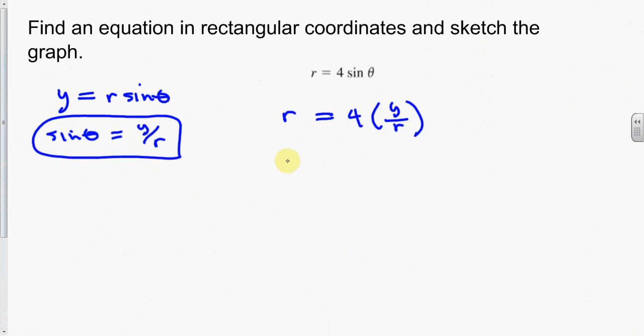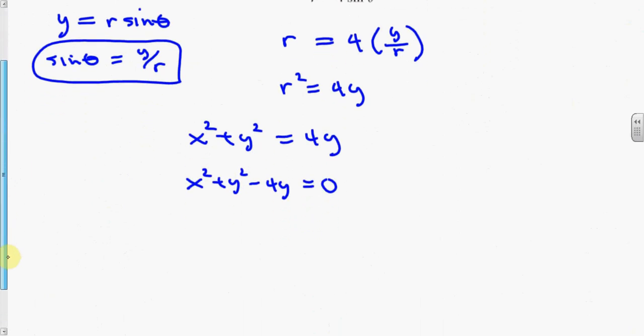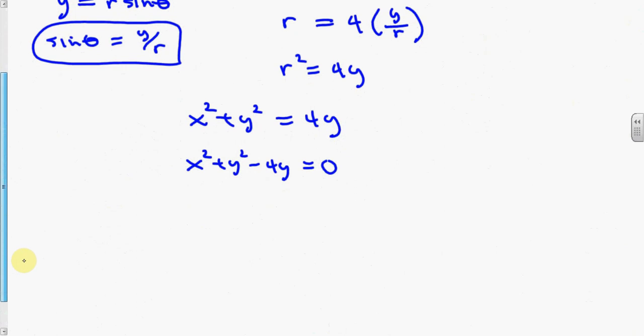Multiply both sides by r, so I get r squared is equal to 4y. But r squared is x squared plus y squared. So this is x squared plus y squared is equal to 4y. Subtract 4y on both sides, so I get x squared plus y squared minus 4y is equal to 0. It's some type of cylinder, but I don't see it fully yet. Let's complete the square on y to determine the nature of this cylinder.